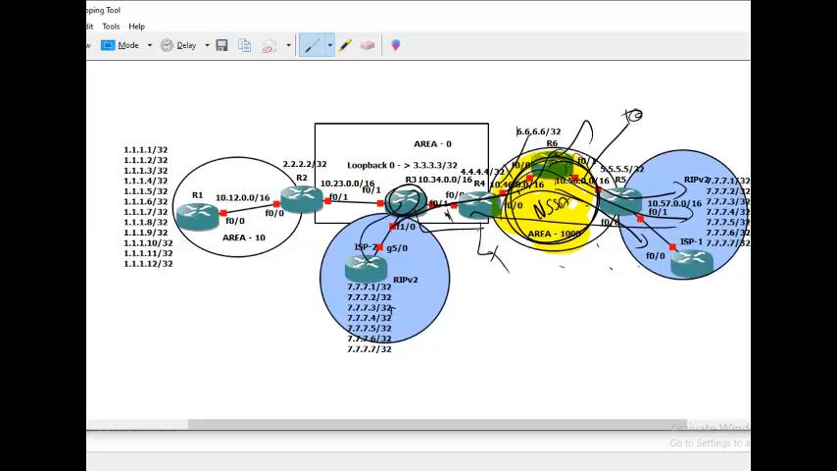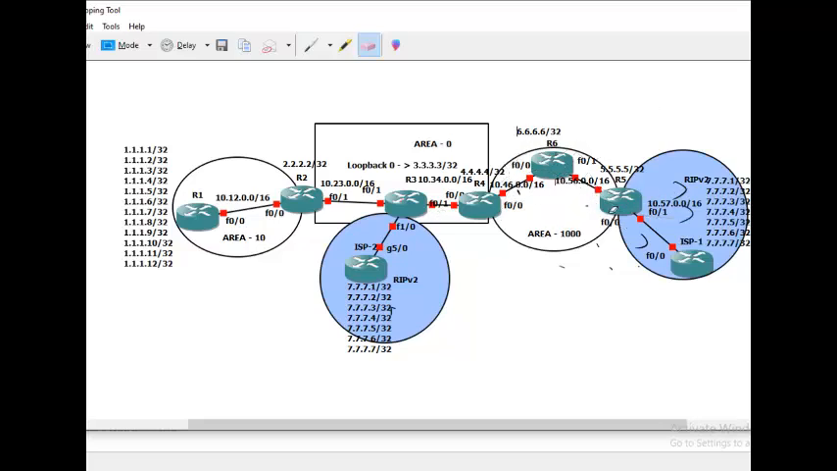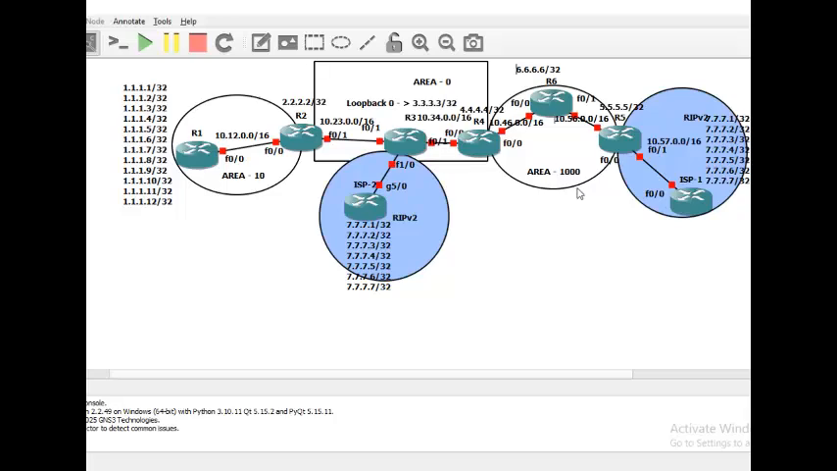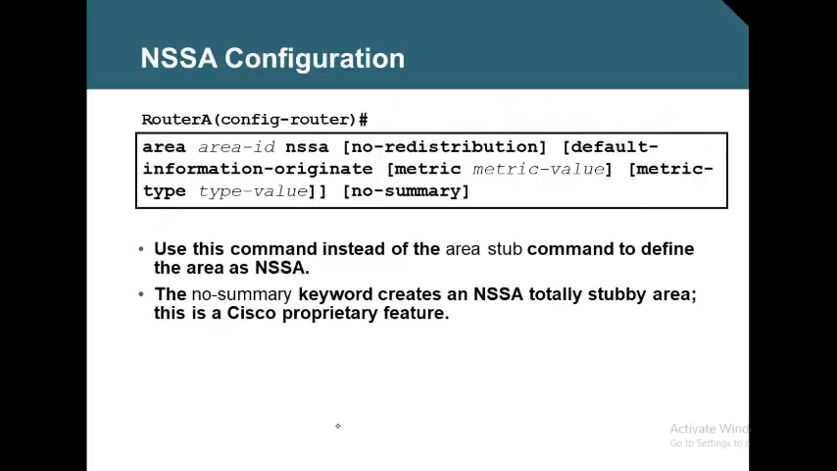I told you, this type 7 LSA will be converted back to type 5 when it crosses the border. Don't forget those things. If possible, go through the video which we uploaded if you have any confusion. All right. Now, we are going to test this before we go to the next lab. So, what about totally not so stub area?